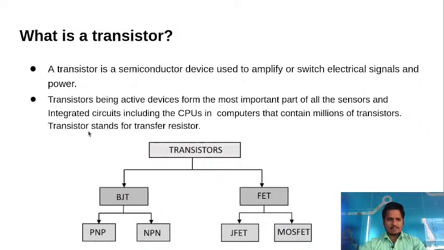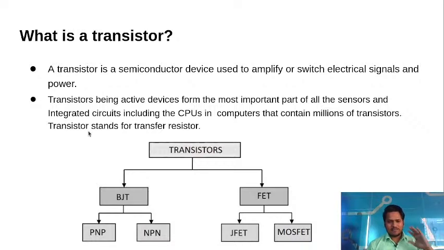So here you can see what is a transistor. A transistor is a semiconductor device which is basically used to amplify and switch electrical signals. So it has two applications. Either the transistor can work as an amplifier. Amplifier means, let's say we are saying something in the mic, and the voice which is coming out to the speaker is becoming louder.